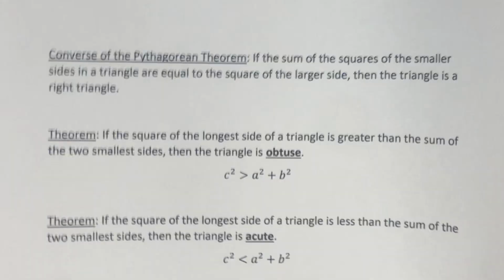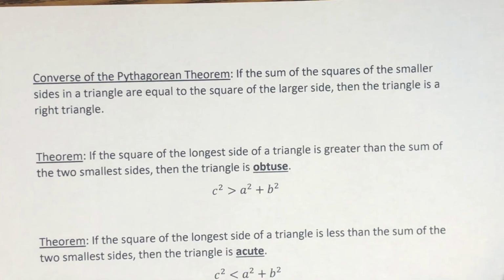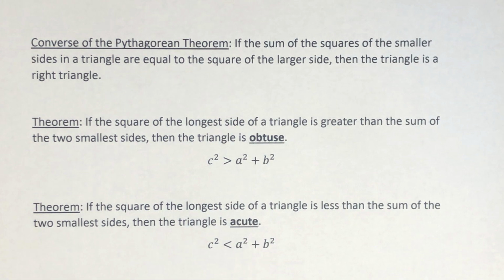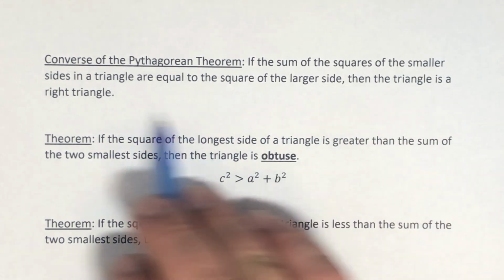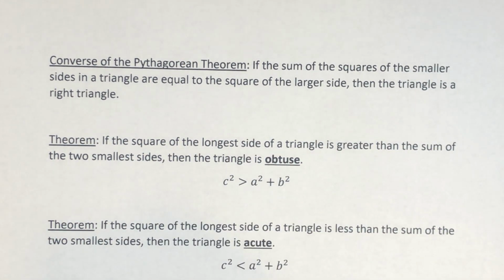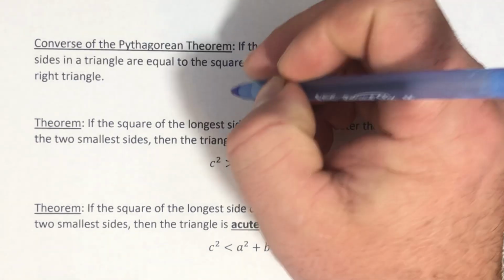Okay, now we're going to move on to the converse of the Pythagorean theorem and another couple theorems to go with that. Converse of the Pythagorean theorem just means the reverse, okay? It just says if the sum of the squares of the smaller two sides of a triangle are equal to the square of the larger side, then the triangle is a right triangle.